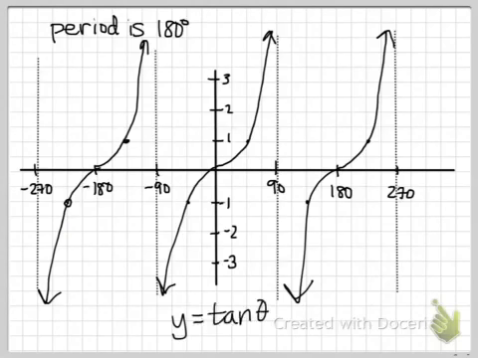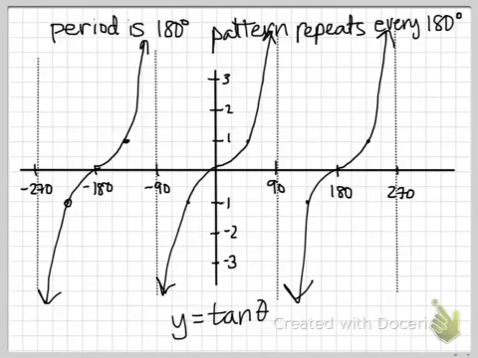You'll notice that I have marked the asymptotes where it's undefined. So it's undefined at 90 and negative 90 and 270 and negative 270. And then you should also notice where it is equal to 1 and negative 1. Tangent theta is equal to 1 at 45 degrees and negative 45 degrees and so on. So the period of tangent theta is 180 degrees. That's where your asymptotes are every 180 degrees, and the pattern repeats itself.